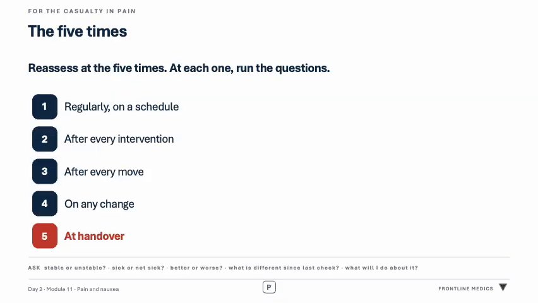So let's repeat reassessment regularly, after interventions, after moves, after changes in patient status, and at handover. For pain, the 5th question in reassessments, what am I going to do about it, includes redose, hold, or reverse. Reassess breathing and sedation after every dose, along with the pain score.